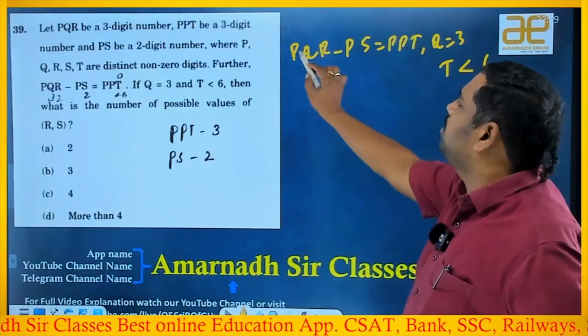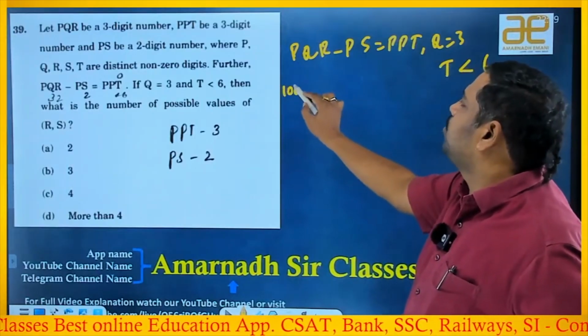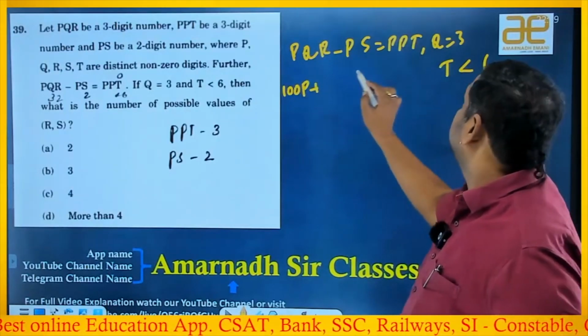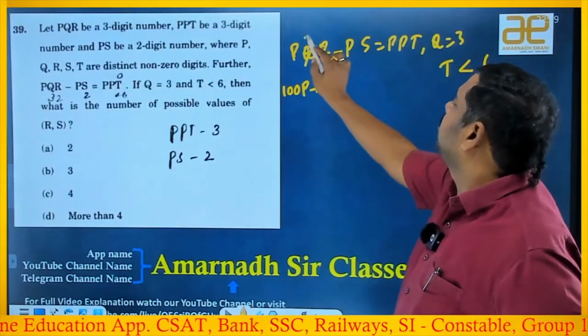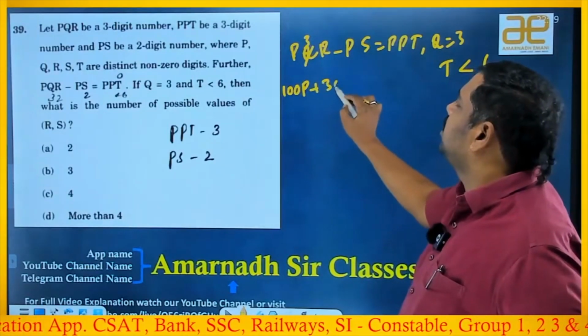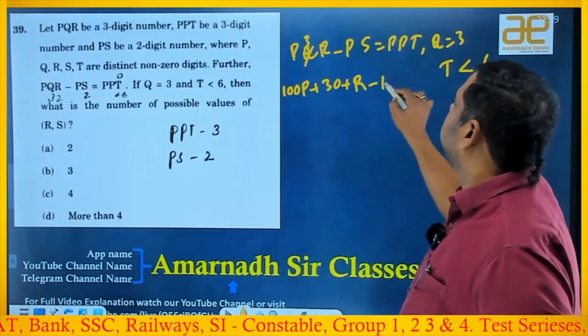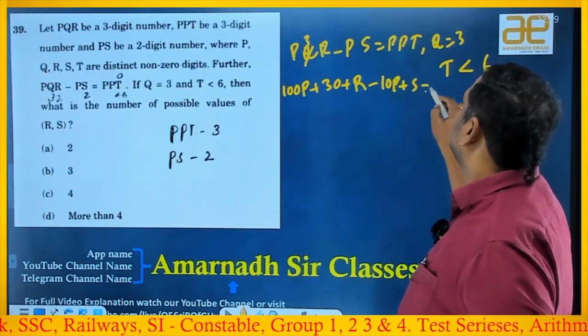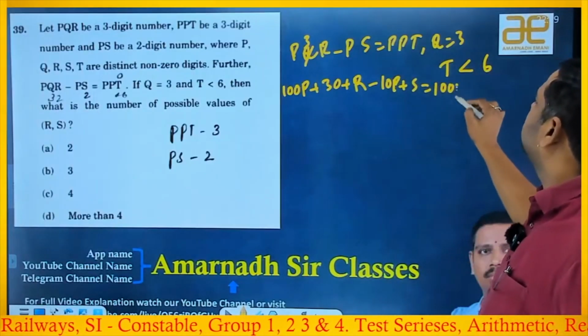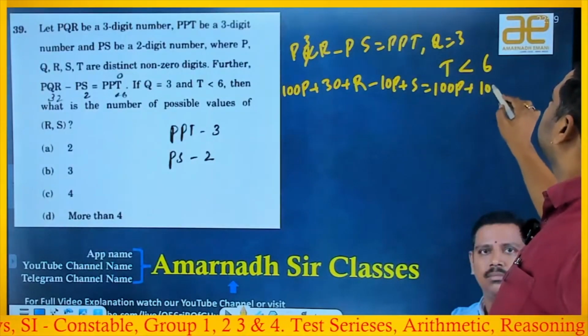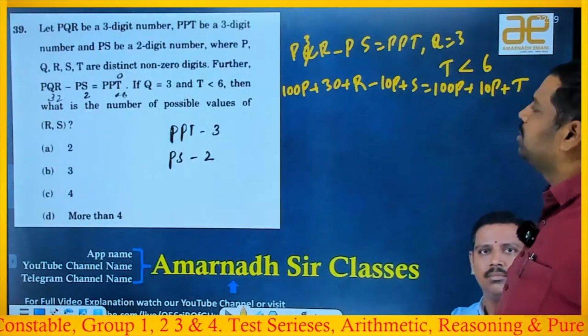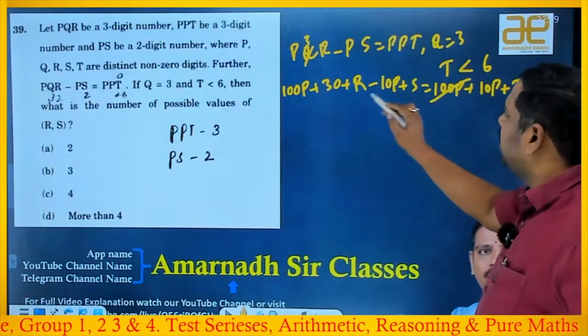It's a 3-digit number, right? P is in the hundreds place, so 100P. Q is in the tens place and the value of Q is 3, so replace with 3. So 3 in the tens place means 30, plus R in the units place, minus P in the tens place means 10P, plus S, is equal to P in the hundreds place, 100P, plus P in the tens place, 10P, plus T, because T is in the units place. 100P gets cancelled.